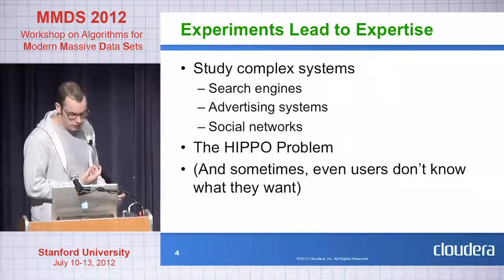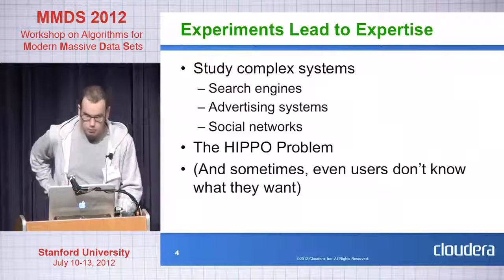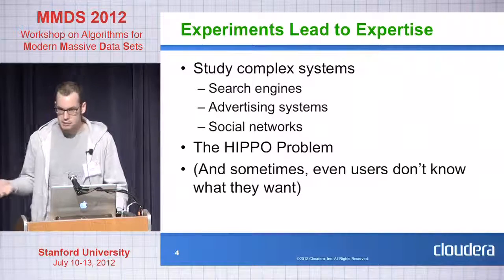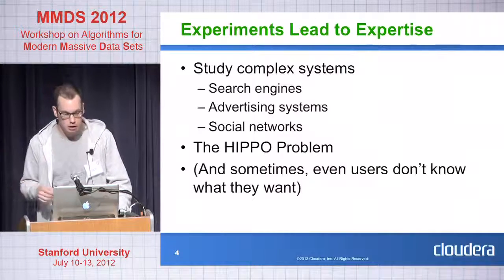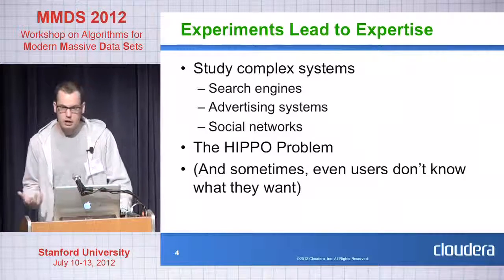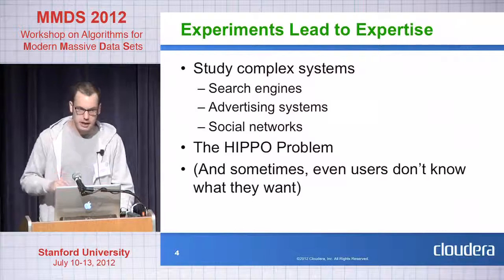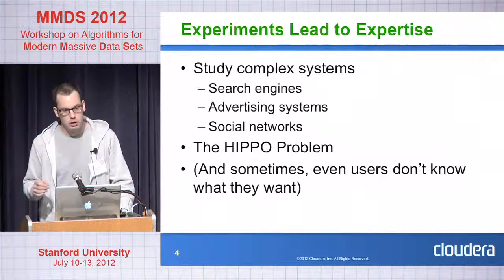A fairly classic problem at a lot of big companies is the hippo problem. If you guys haven't heard of this, it's the highest paid person's opinion. How decisions get made is the highest paid person's opinion. And experiments can be somewhat scary for organizations because they're all about toppling the hippo problem.